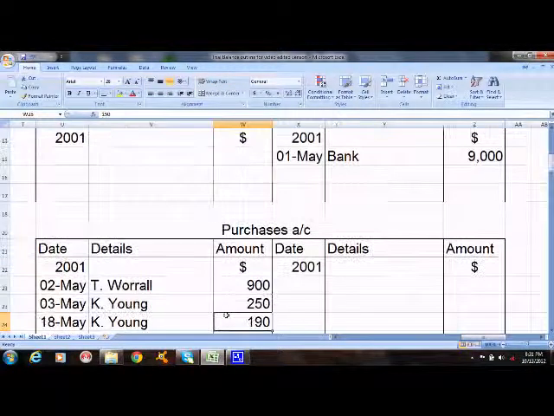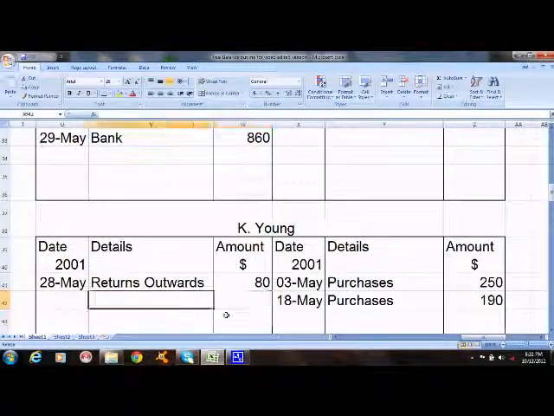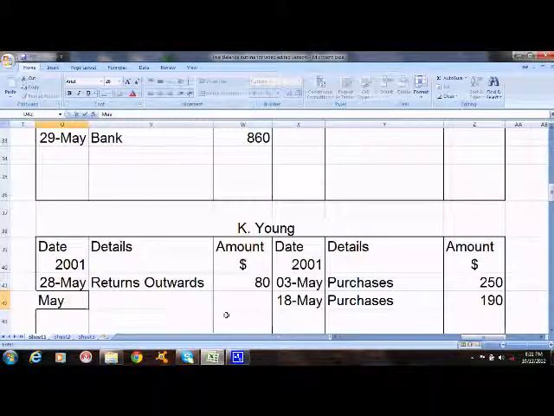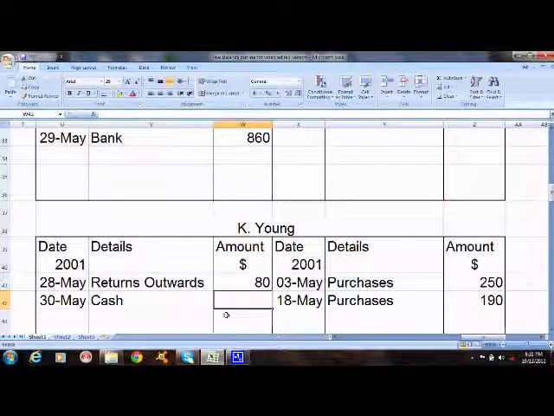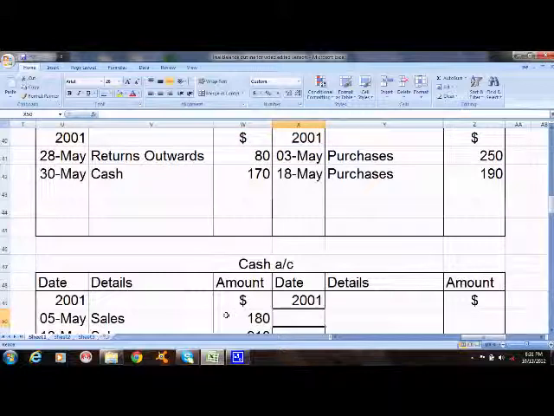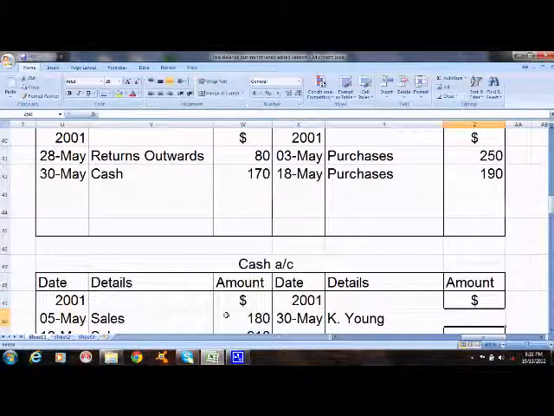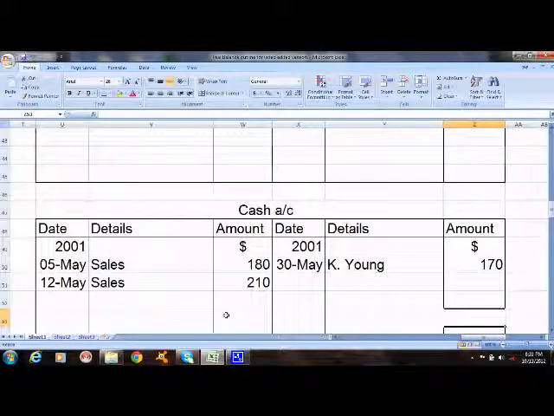So cash is decreasing while K Young is increasing. We debit K Young May 30 cash, and the amount is $170. Now we're going to credit cash as well. May 30 K Young, and the amount is $170.